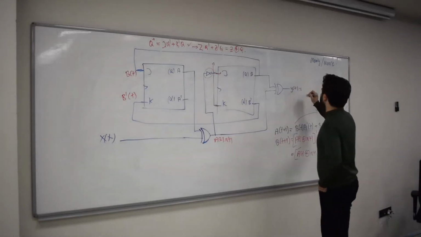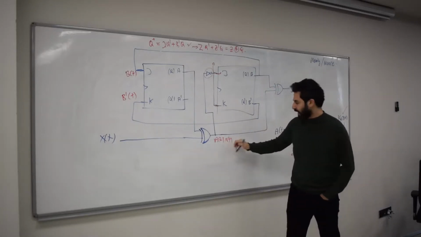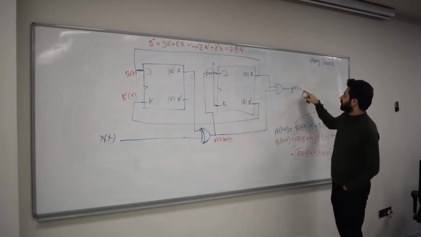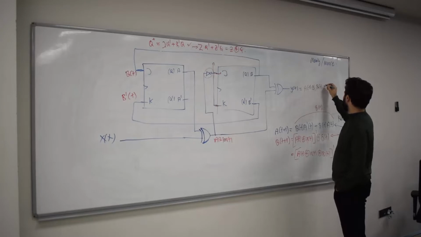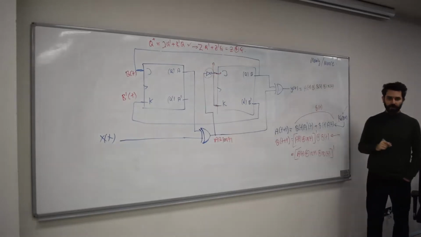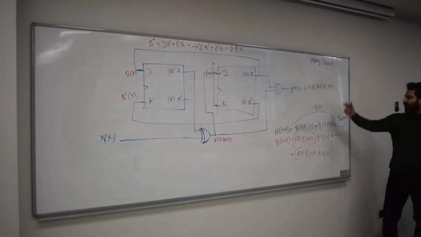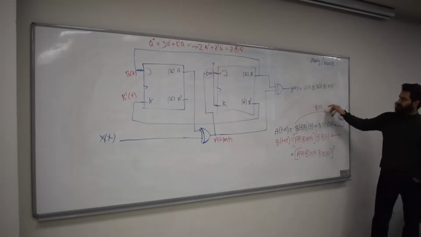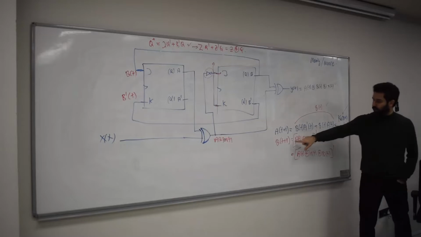So let's also write YT. What is YT? YT is AT XOR BT XOR XT. That's pretty much it. We now have the state equations for outputs. This BT is the state equation for the first flip-flop, and this is the second flip-flop state equation.